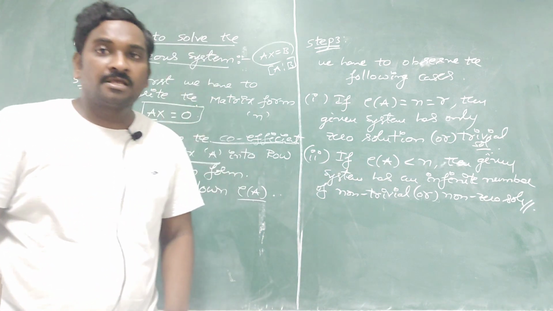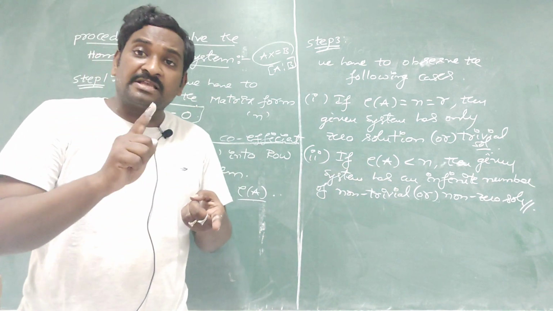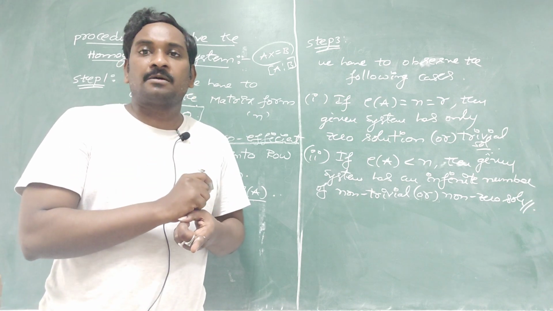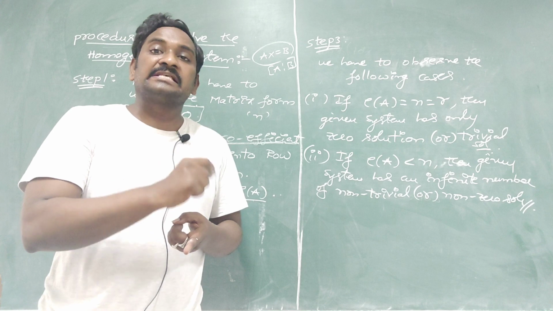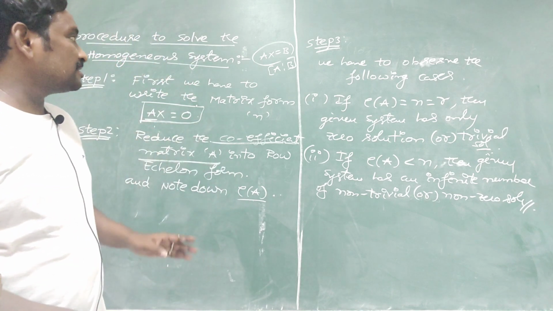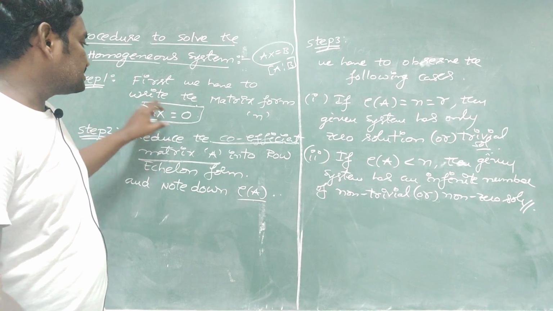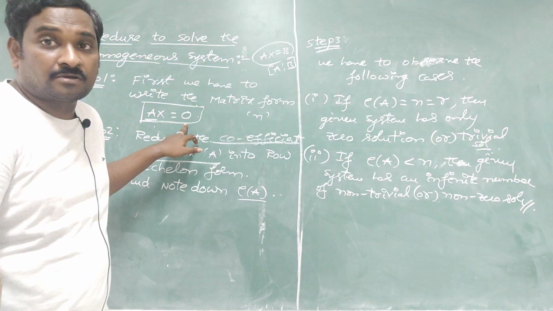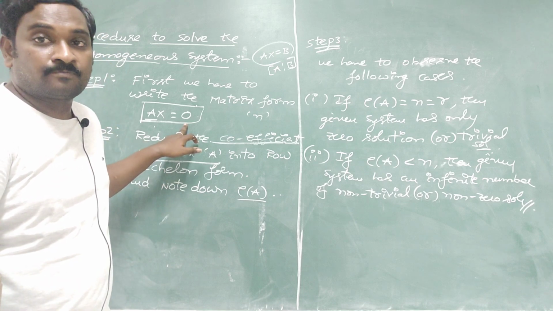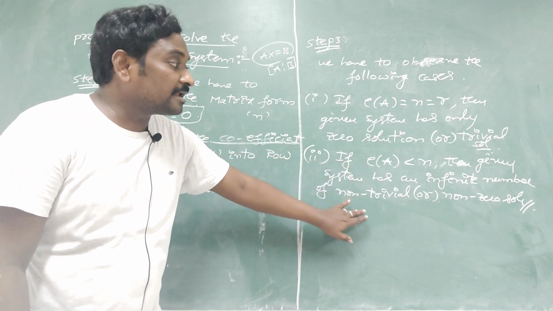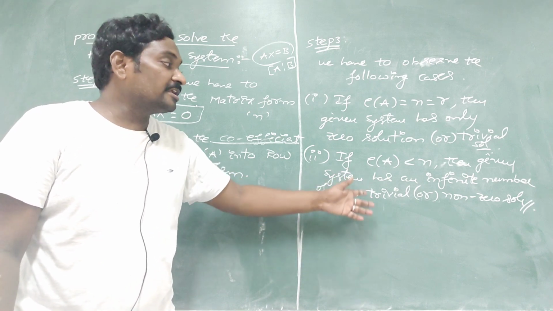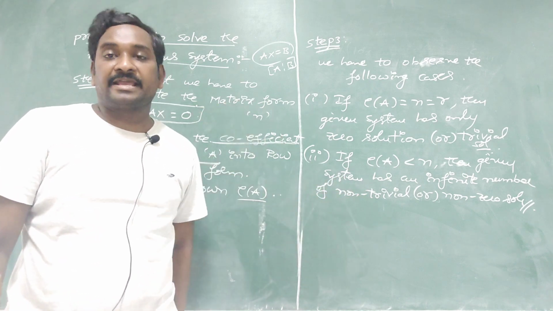Don't forget it. A homogeneous system always has at least a trivial solution. Every homogeneous system is consistent because it has at least one trivial solution. That's why there is no question of testing whether AX = O is consistent or not, because it has at least one zero solution. If it has an infinite number of non-zero solutions, then I will explain how to find them in the examples.